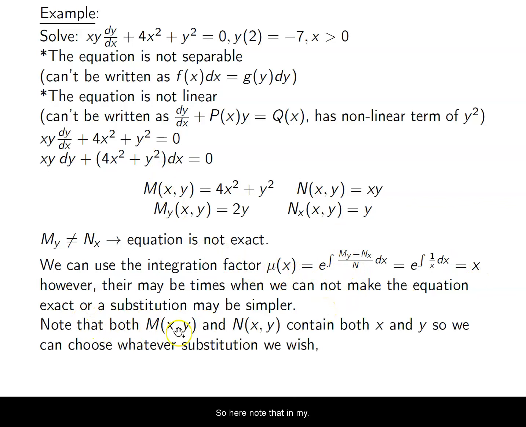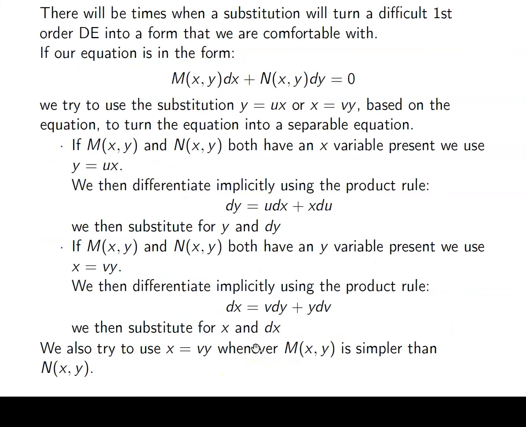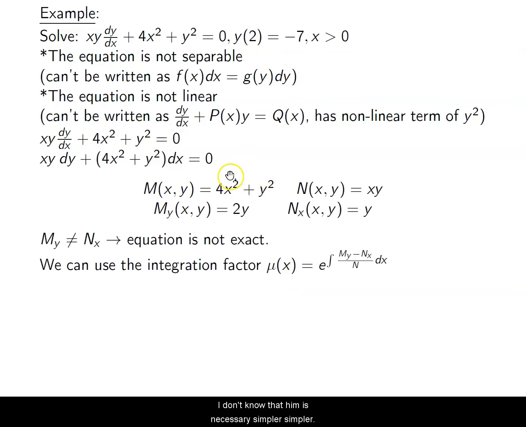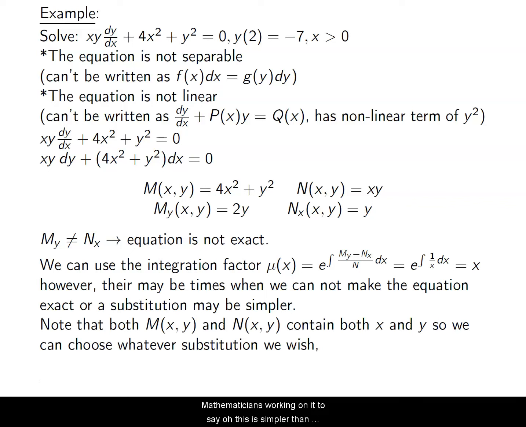Okay, so here note that in my M(x,y) and my N(x,y), x and y are present in both, right? So it doesn't really matter which substitution I use, because it's not that M has an equation in x and N has an equation in x. They both have x's and y's present, right? So I can choose either y equals ux or x equals vy. It doesn't really matter. However, we said that a lot of times this is easier to use if M is simpler. I don't know that M is necessarily simpler. I think x times y is very simple, right? So simple is kind of up to the reader, or the mathematician who's working on it, to say, oh, this is simpler than that.